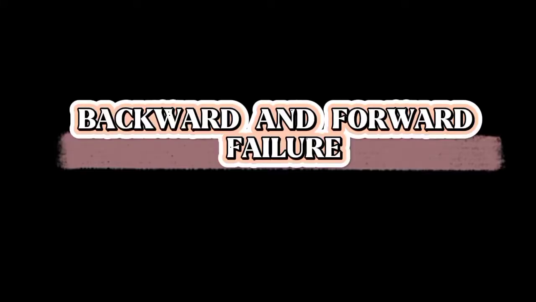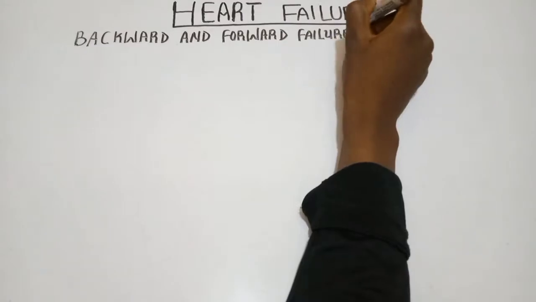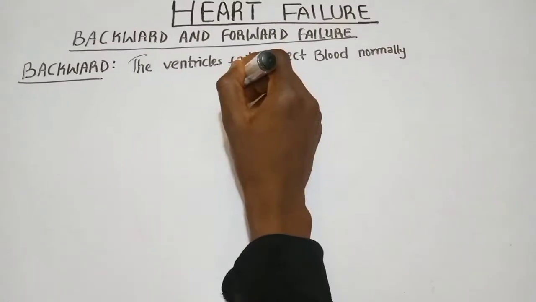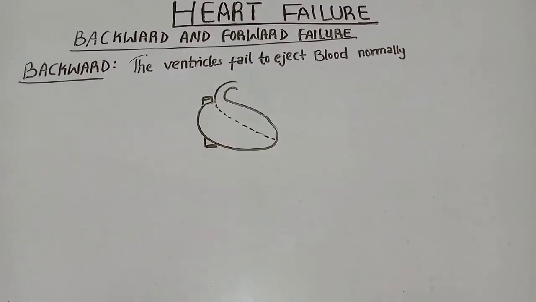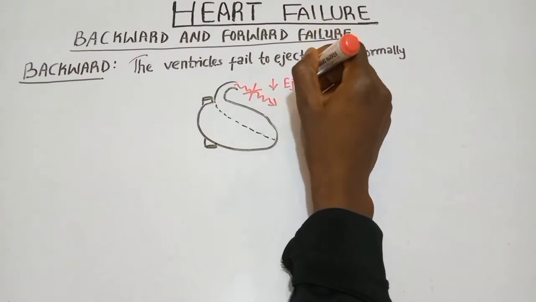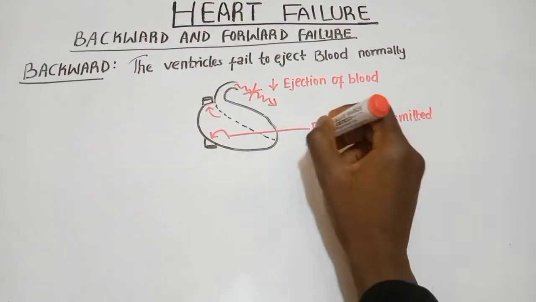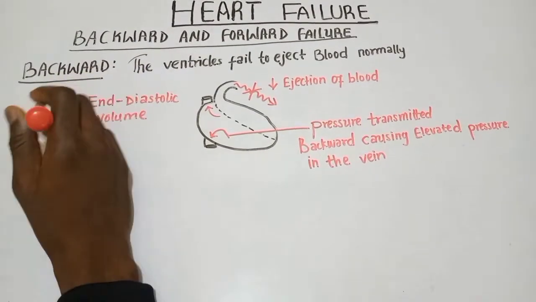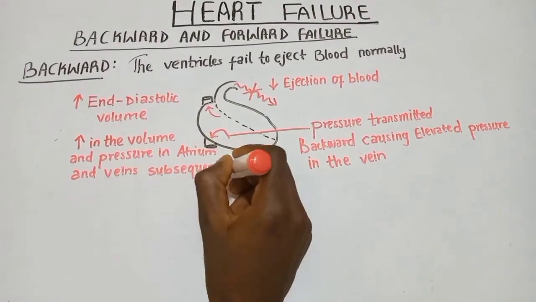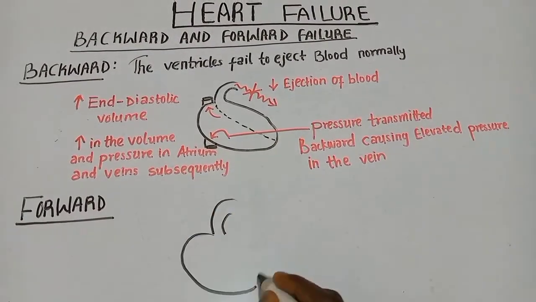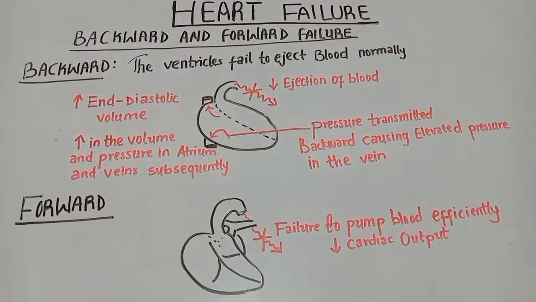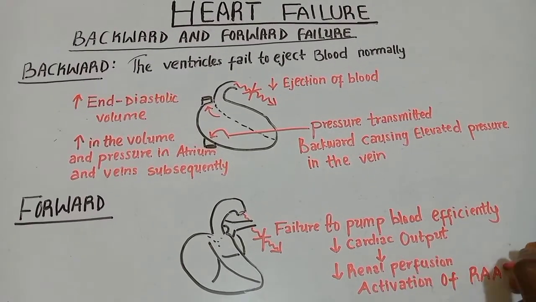Next is backward and forward heart failure. In backward failure, the ventricles fail to eject blood normally. The impaired cardiac output will make pressure to be transmitted backward, causing elevated pressure in the veins. Consequently, this will cause an increase in the pressure and volume of the right atrium and veins. There is also an increase in the end diastolic volume. In forward failure, the heart is unable to pump enough blood, and this will lead to reduced renal perfusion, activation of renin-angiotensin aldosterone system.